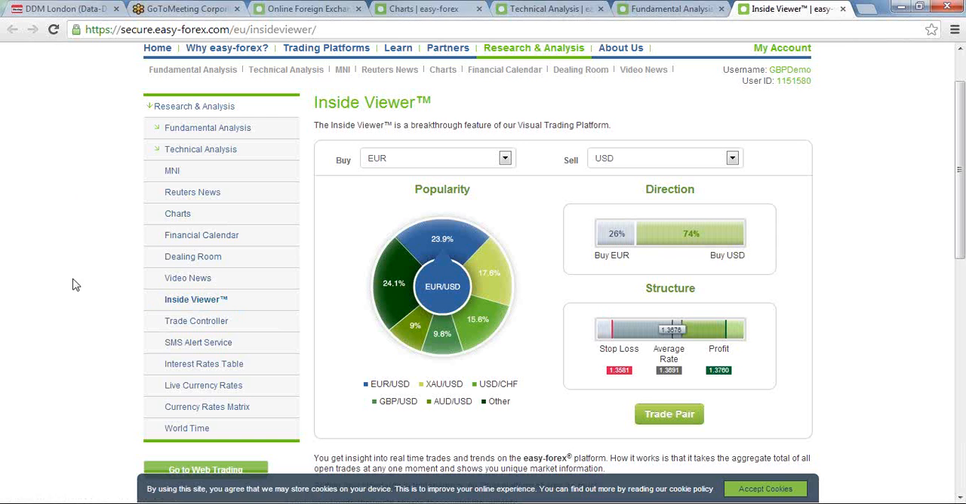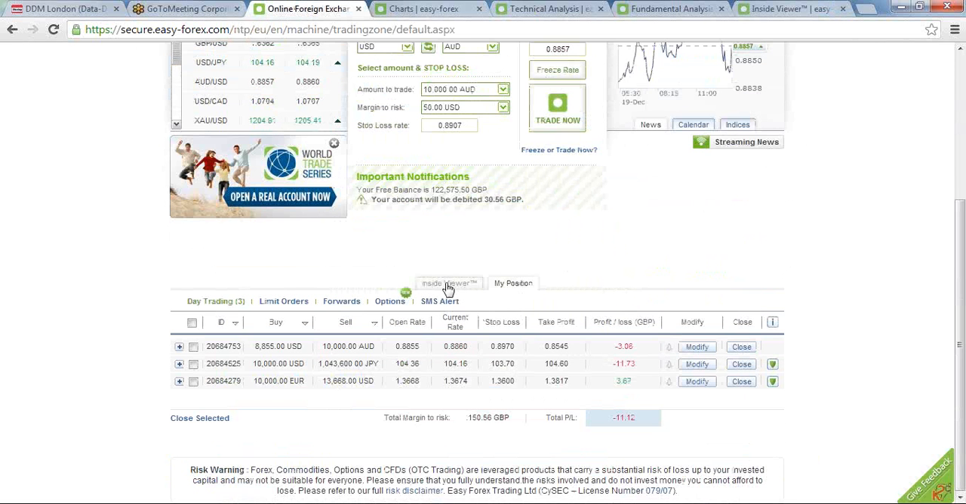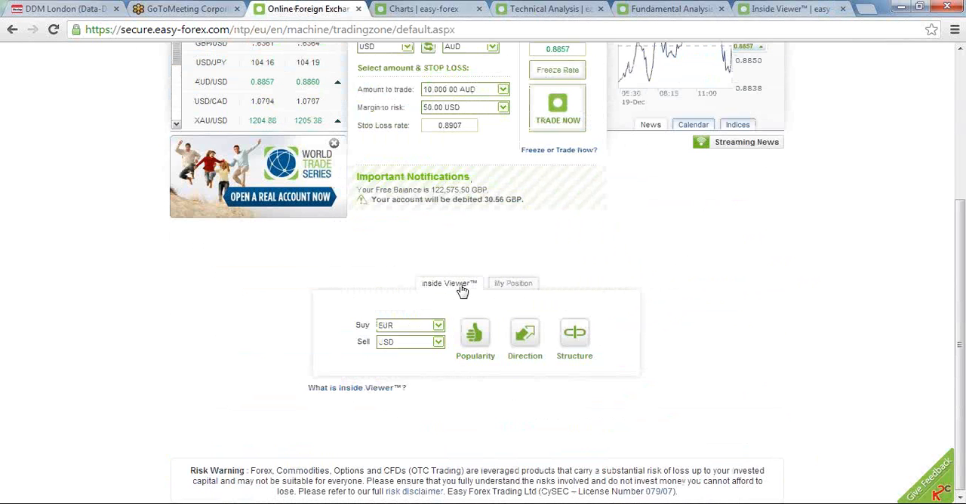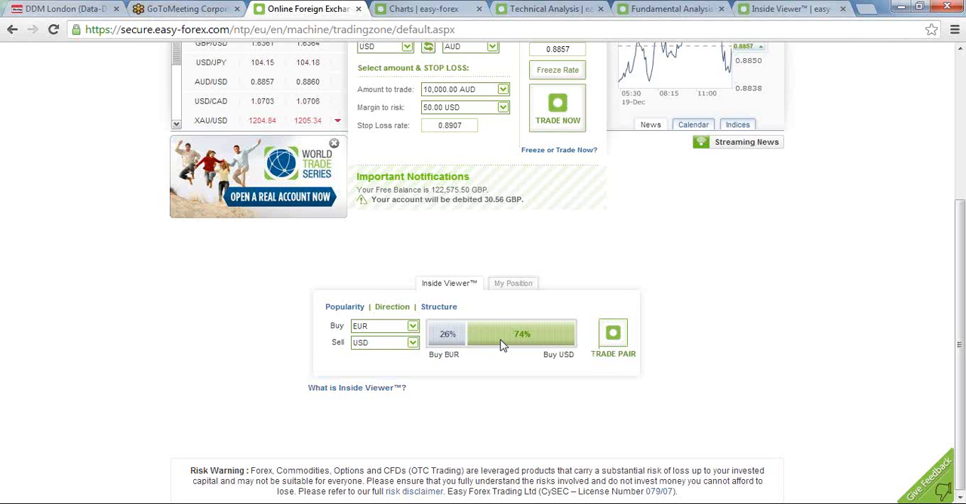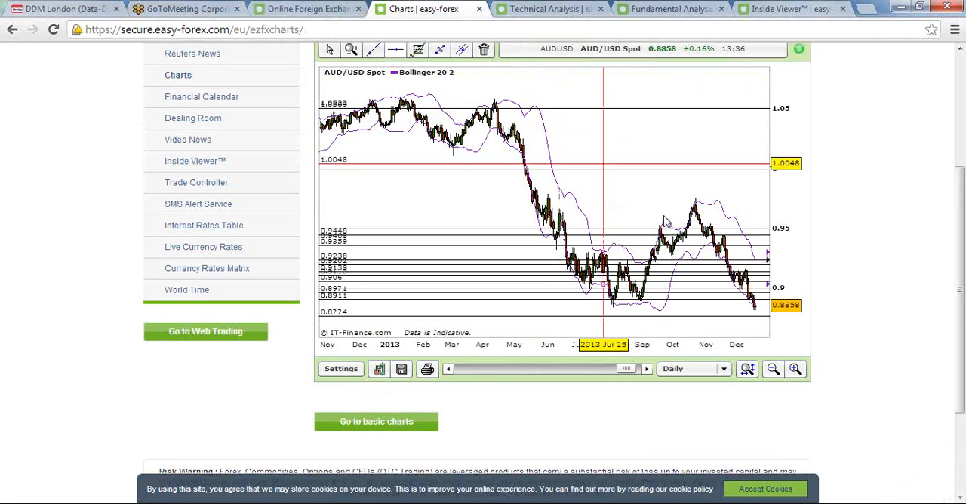The inside viewer can be found via the research and analysis section. However, it's also available in quick form on your trading platform itself. Next to my position inside viewer here, I can click on direction, it's the most useful, and see which direction people are holding their trades. So at the moment I can tell, let's have a look at the Australian dollar, US dollar. At the moment I can tell that 73% of all trades with easy-forex are waiting for the Australian dollar to go up against the US dollar. So they're thinking that the next move here is up.